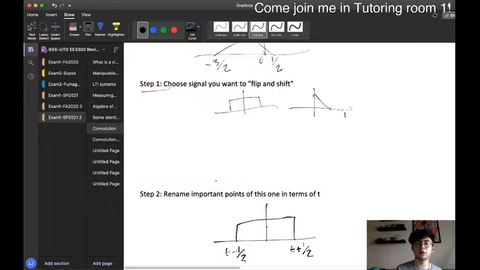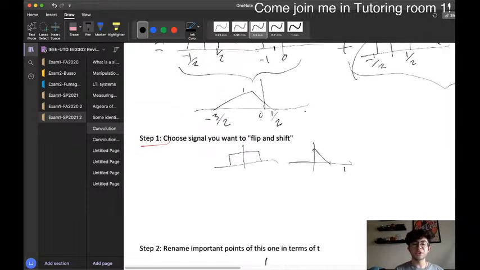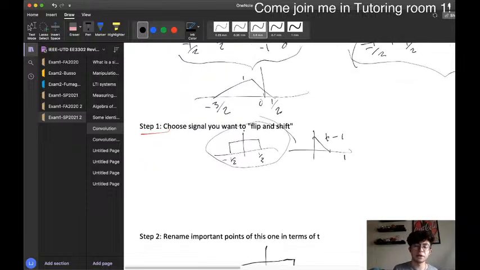Right. So we're going to choose which signal we're going to flip and shift. The signal that we want to choose here is the one that's symmetric, so it's going to look the same across the right and left side of the y-axis. So it's going to be an even function. Those are typically the easiest ones to take care of with this method. So I'm going to choose this one.